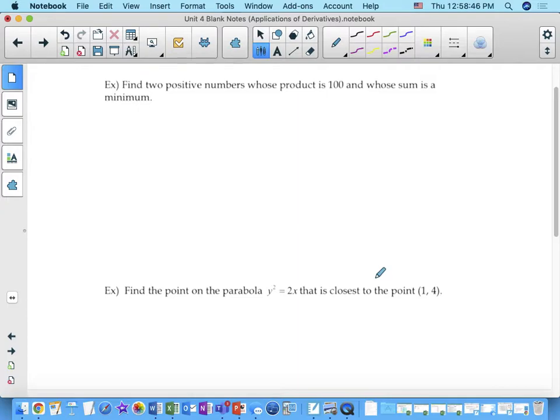All right, next. Find two positive numbers whose product is 100 and whose sum is a minimum. Okay, find two positive numbers whose product is 100 and whose sum is a minimum. All right, well, where would you start here?